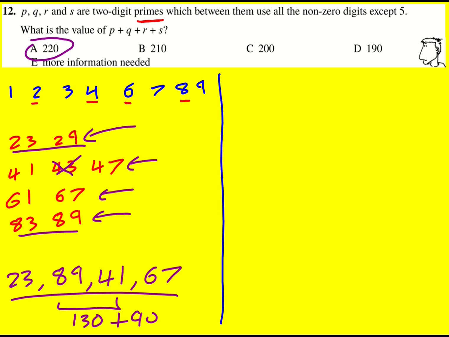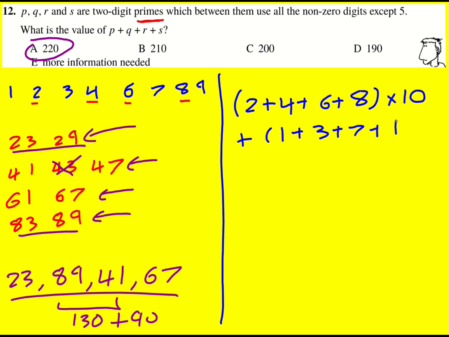Now for the quick way, this avoids ever having to write down any primes. It doesn't prove that you can do it, which is what I've done, but it proves that if you can do it, then this must be the answer. So we actually use the idea that we have to use 2, 4, 6, and 8 as the tens digit. So if we add these up and times by 10, then that will give us the sum of the tens digits in total. And then we clearly then have to add 1, 3, 7, and 9, which will be the units digits. So we just get 200 plus 20 to give 220.